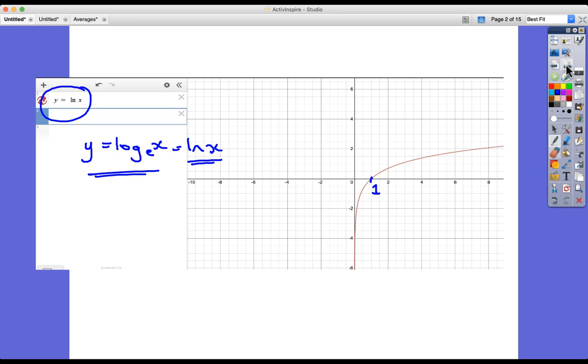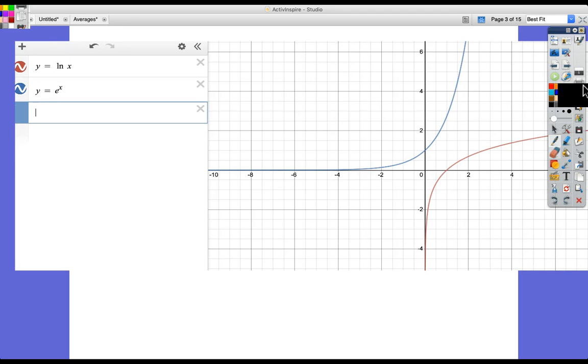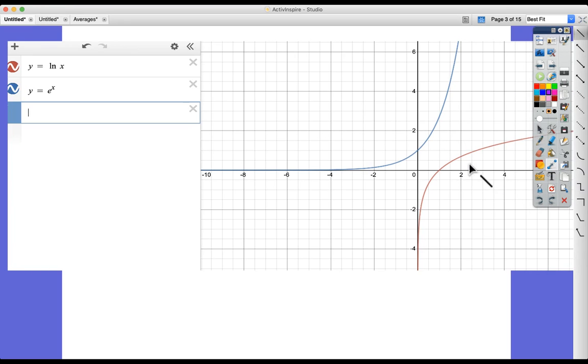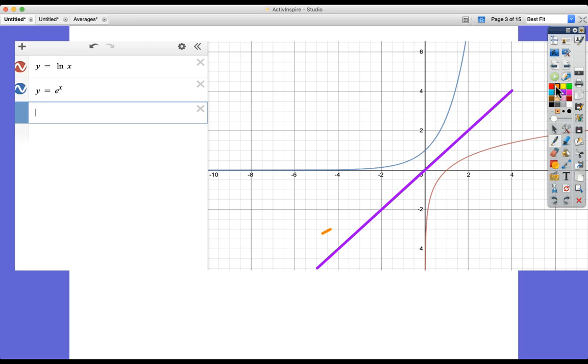which leads us to this result. If you plot the two graphs together like so, it's a reminder that these two graphs are reflections in the line y equals x, which means that these two functions are inverse functions of each other. So there's the line y equals x. Okay, so just a little bit of background on what those two functions are.